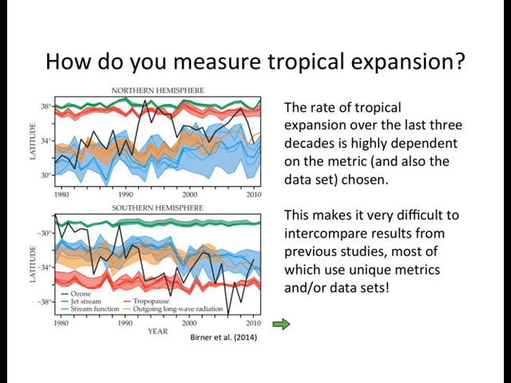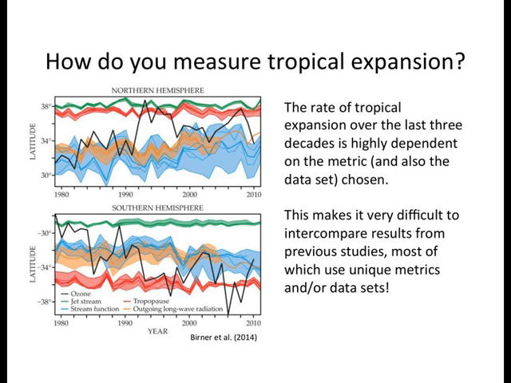So depending on the metric that you use, you get wide varieties of different rates of widening. This figure here is from a review paper by Thomas Berner, and I think it is actually taken from the last IPCC report. Each color here is a different metric: ozone, jet stream, stream function, tropopause, OLR. Depending on the metric and the hemisphere, you get either small rates of widening or very large rates.